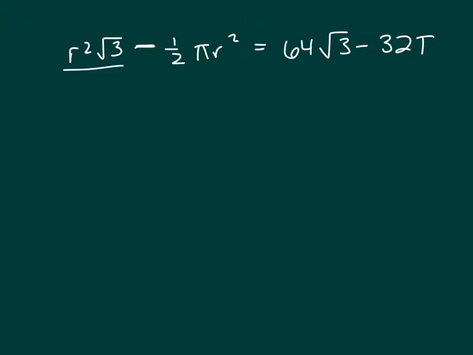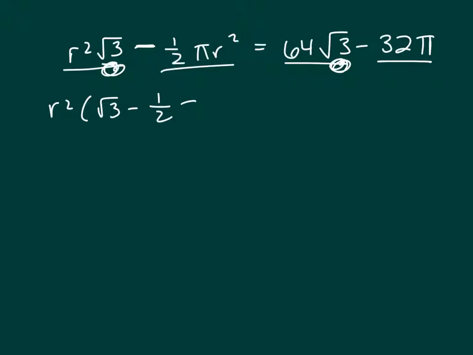So you've got 1 term, 2 terms, 1 term, 2 terms. And that was what? 32 pi. That didn't come across, sorry. So, okay, you've got a square root of 3 here and a square root of 3 here. Let's try to make both sides look the same. Let's factor an r squared out, and that leaves you square root 3 minus 1/2 pi. And over here, oh yeah, let's take a 64 out. If you divide each by 64, you get square root 3. And then divide 32 by 64, that's going to leave you a 1/2. 32 over 64 is 1/2 pi.